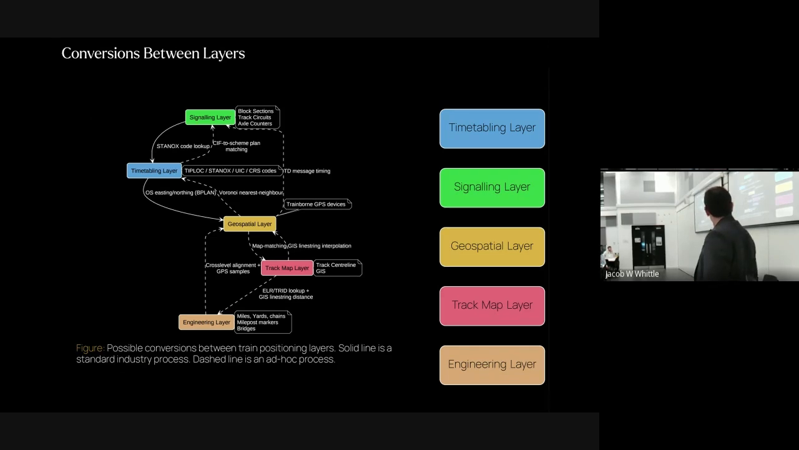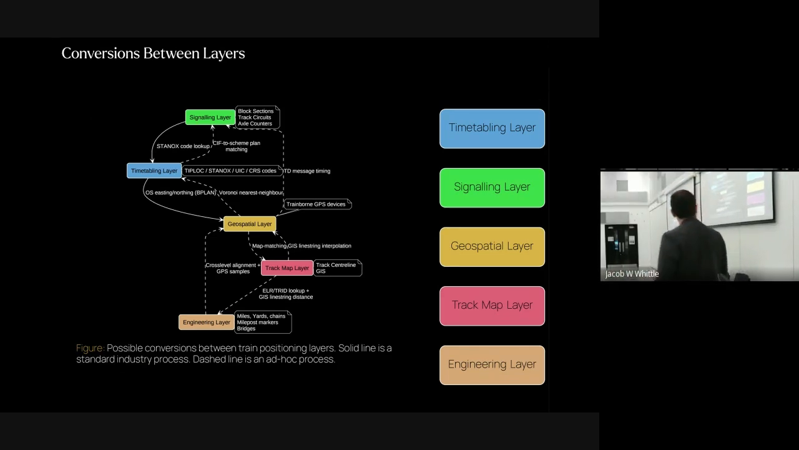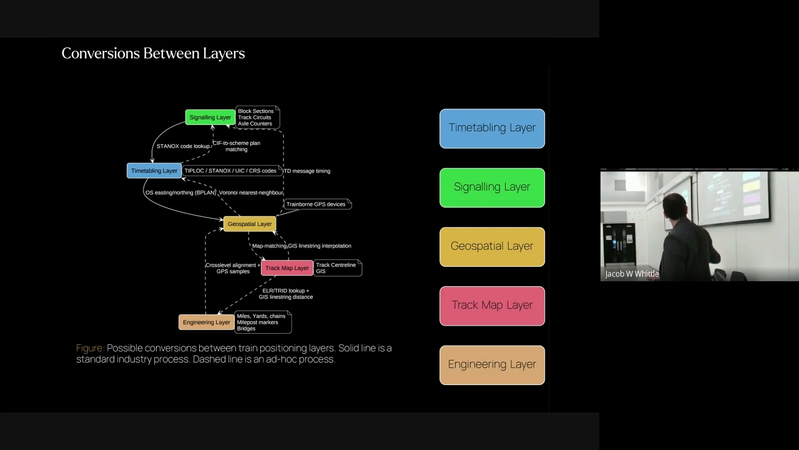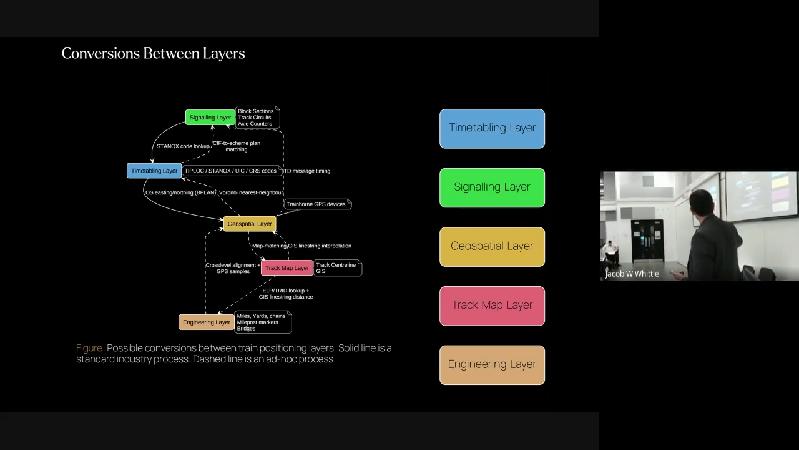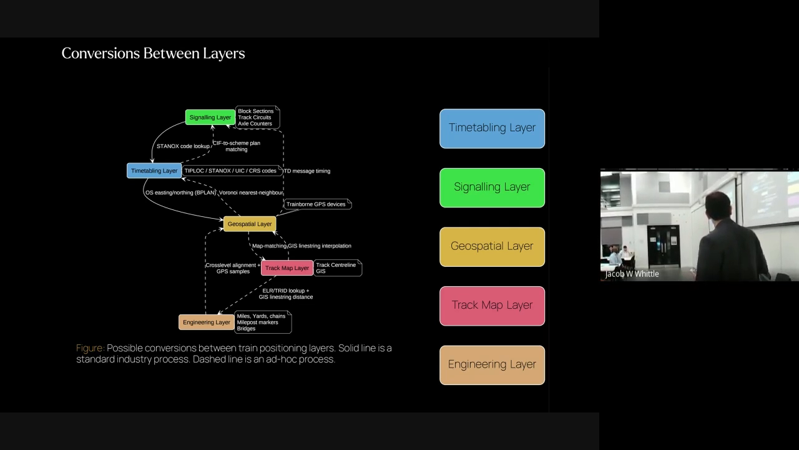So this is a little diagram showing conversions that you can do between these layers. So here we've got the layers laid out in the diagram, and a solid line is a standard industry process. So as we mentioned earlier, you can report from the signaling layer up to the timetabling layer, which is how we get train movement reports for the most part. And there's latitude and longitude coordinates available for stations, so you get a geospatial location from a train stopping at a station.